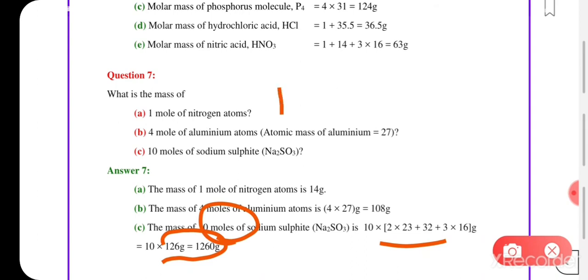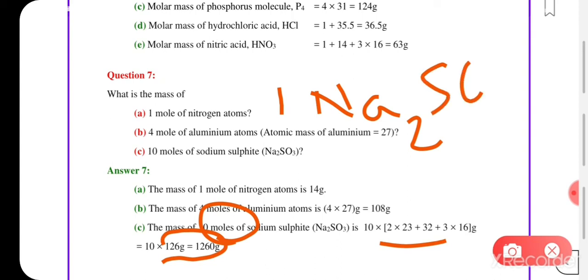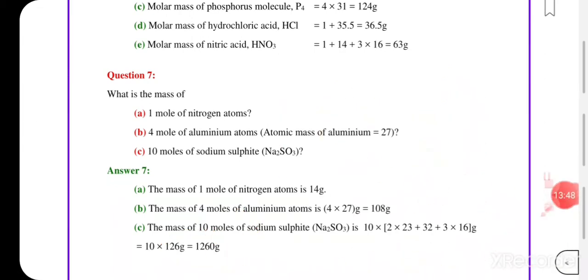If it is asked for only 1 mole of Na2SO3, in that case you have to find only the molecular mass of it. If it is asked for 2 moles, then multiply by 2. Like that you have to do these types of questions. Okay.